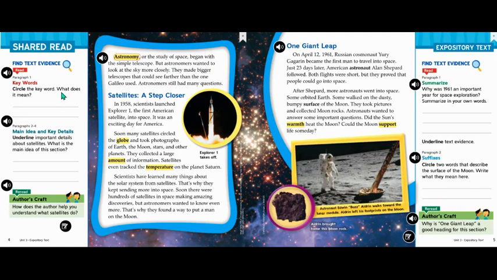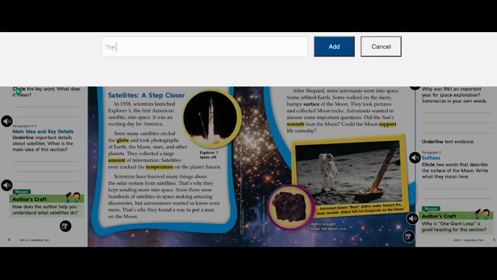Now we have to tell what that word means. Well, in the paragraph, in between these commas, it explains what the word astronomy means. It says astronomy, or the study of space. So astronomy is the study of space. Let's write that on the line. The study of space.